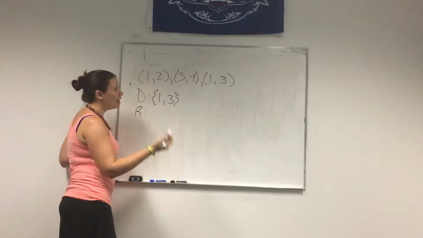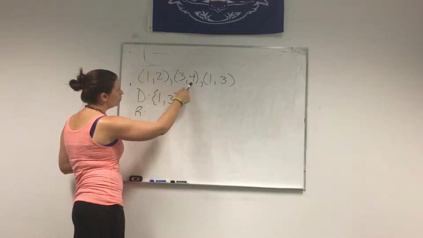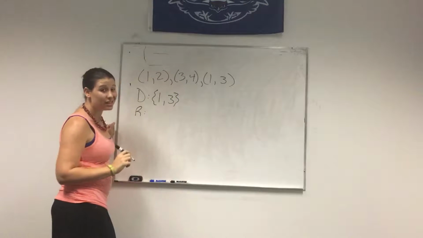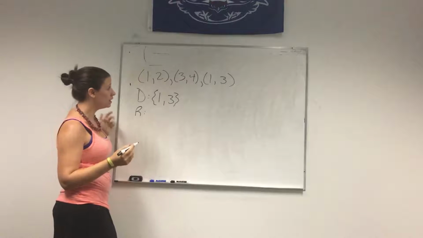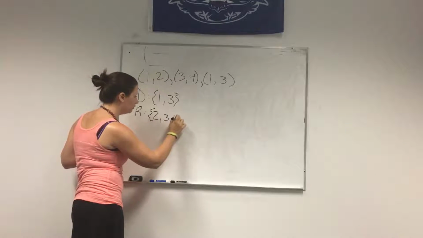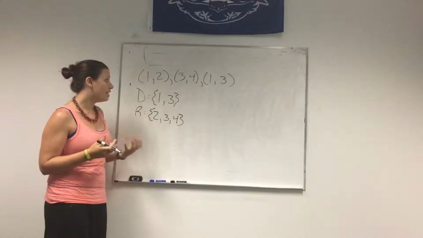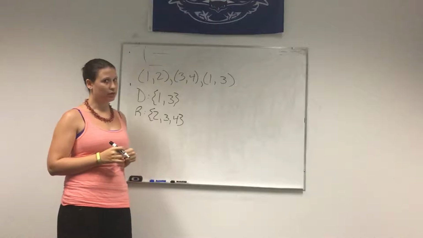Range are all the y values that come from those x's, like we said. So that is 2, 4, and 3. It technically doesn't matter if they're in order. We can say 2, 4, 3. Might as well say 2, 3, 4, but it really doesn't matter. Alex won't care. So that's basics of domain and range.